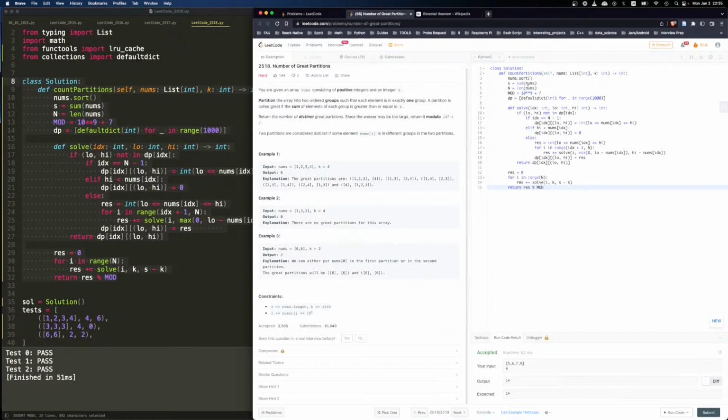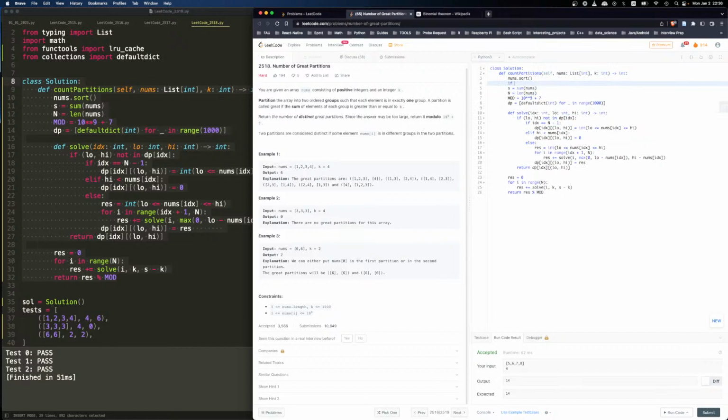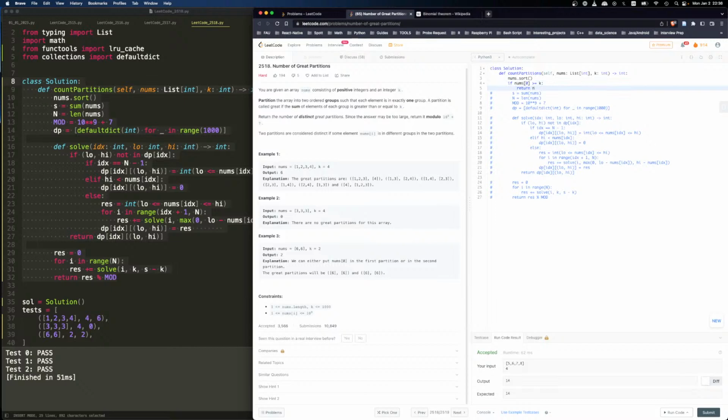So if it's larger, we can actually say this. We can say sort, right? If nums[0], the smallest, is larger than or equal to k, then we return 2 to the n, which is just 1 left shift n, minus 2, and we're gonna mod.